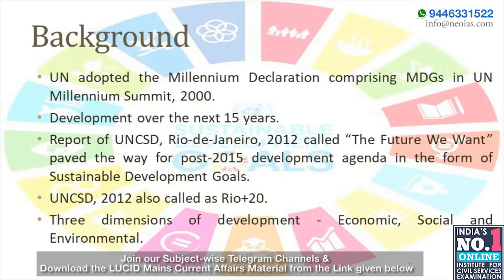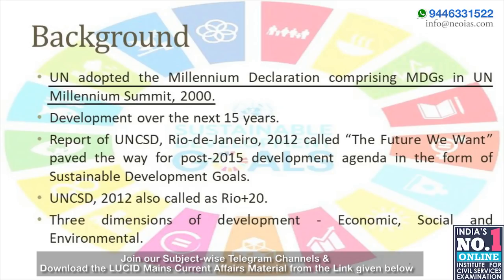So let's check how Sustainable Development Goals got formulated. The United Nations adopted the Millennium Declaration comprising the Millennium Development Goals as an outcome of deliberations in the United Nations Millennium Summit on 8 September 2000. This formally began the global efforts on development over the next 15 years. That means all goals are set for a period of 15 years. That means the Millennium Development Goals started in the year 2000 and ended in 2015. Similarly, Sustainable Development Goals period ranges from 2015 to 2030.